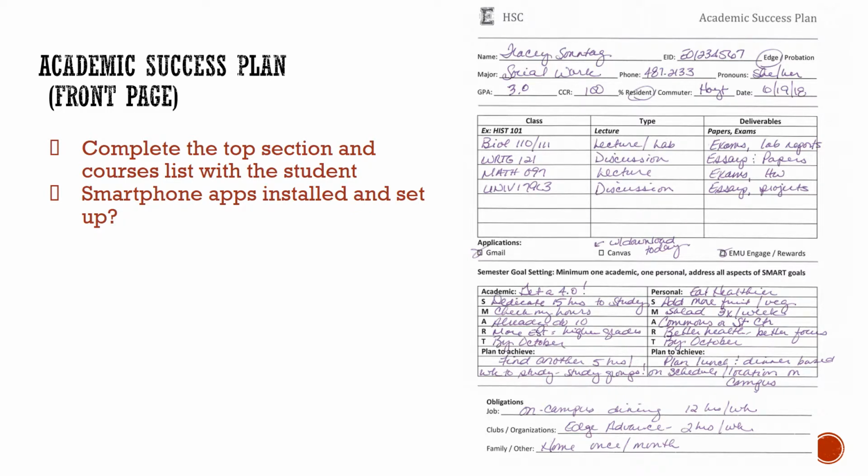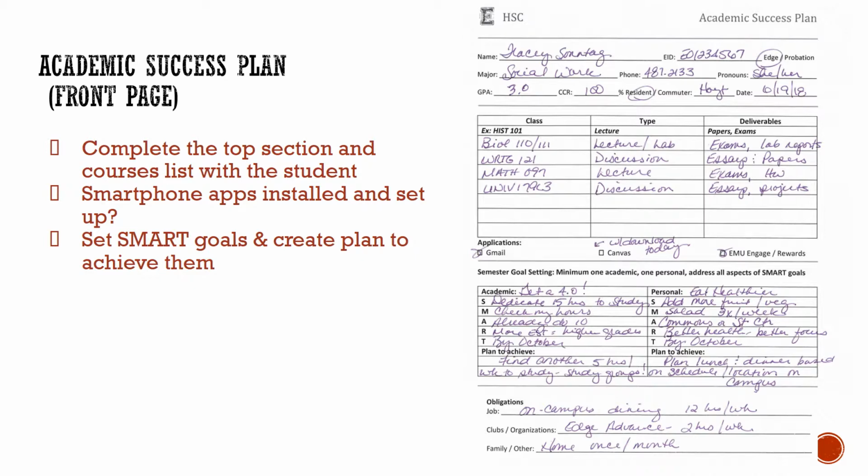Make sure that your student can access their eMitch Gmail from their phone. And I always recommend the Canvas app. It's really awesome. Your students should already have the EMU Engage app downloaded since orientation. If they've removed it, you'll want to ask them to reinstall it.